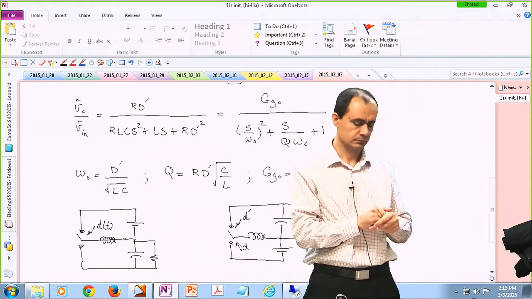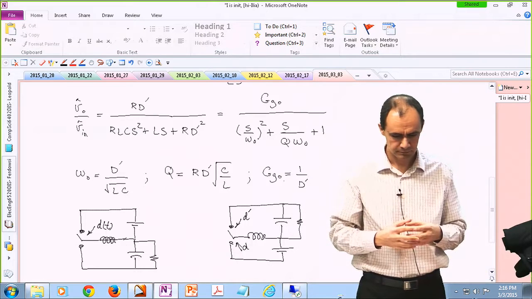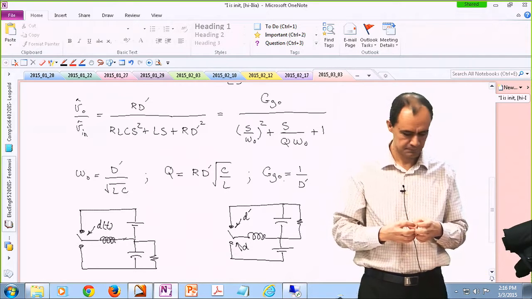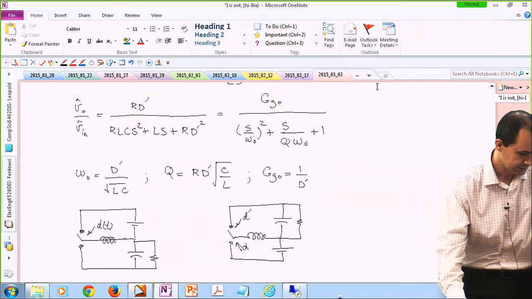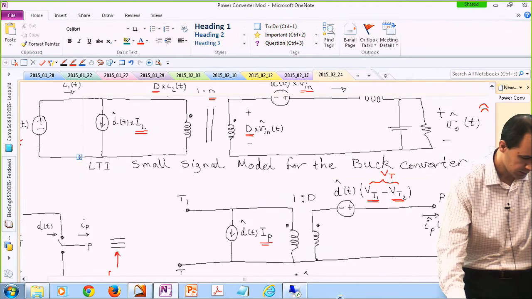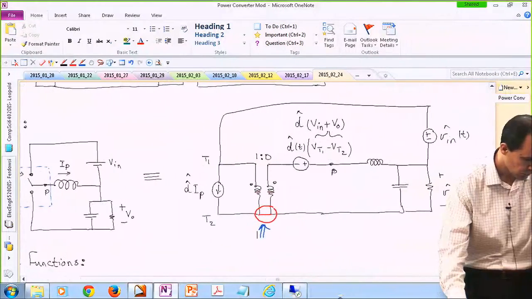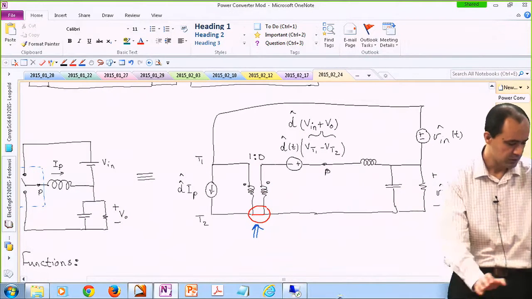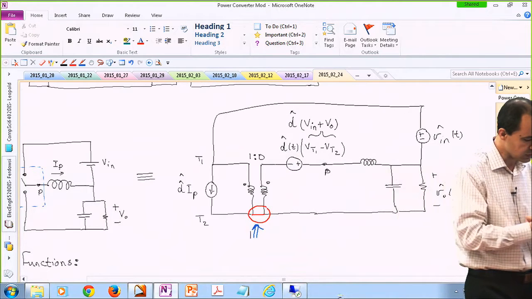For the buck boost small signal model, I'm assuming Vin plus Vo is a constant, even if I'm trying to find the control to output transfer function. Let me look at the schematic over here. For the buck boost, you should start with this circuit, using nodal analysis. So the question is whether Vin plus Vout is constant.